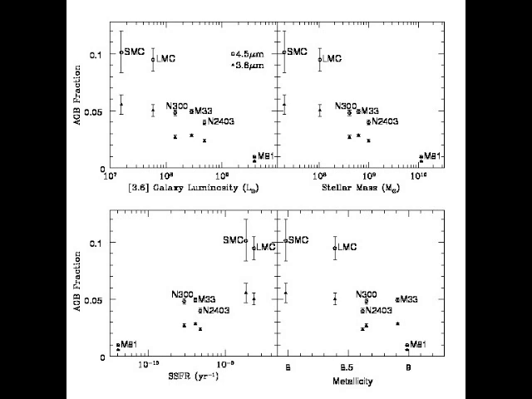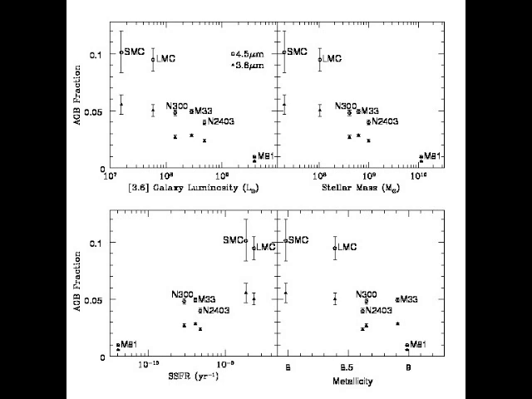We look for correlations between AGB fraction and galaxy luminosity, stellar mass, specific star formation rate, and metallicity. The 3.6 micron fraction is labeled with the galaxy's name and plotted with an open circle, while the 4.5 micron AGB fraction is plotted with a solid circle. We see there is a reasonable trend in each of these 4 plots.